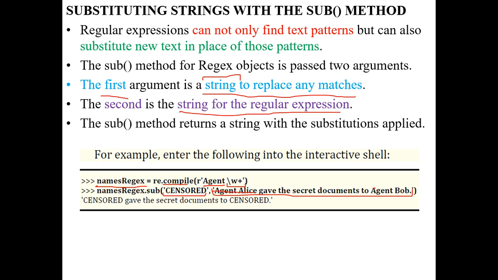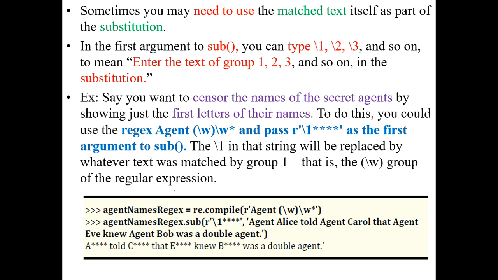Similarly, agent Bob also matches this pattern: the word agent followed by one or more letters. So that is going to map with this. In that case, agent Bob is also replaced by censored. So here we are making it encryption. We are just hiding the agent names, or substituting agent names.